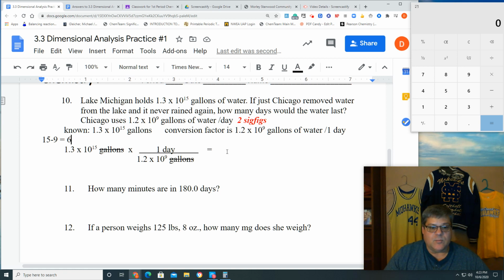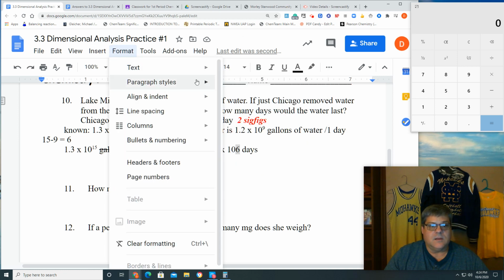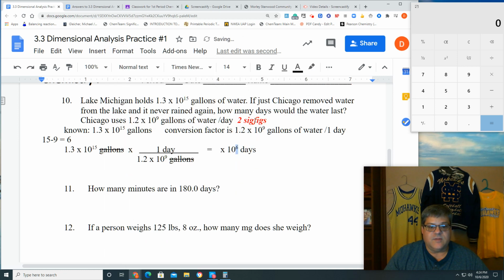So matter of fact, I can come right over here and I can put that in there, times 10 to the 6th, and my unit is going to be days. Okay, and I got to make this a superscript. And let's get over there. There we go. So now all I have to do is do what's at the beginning.